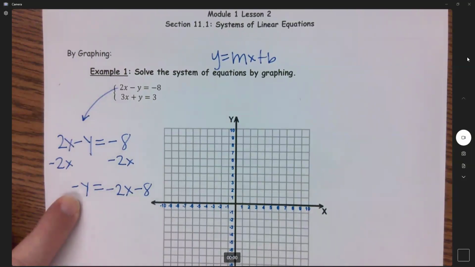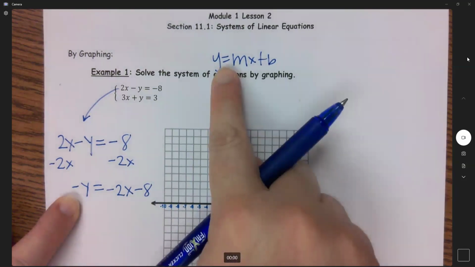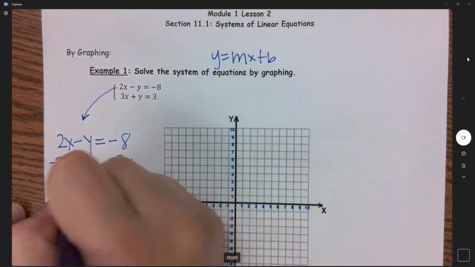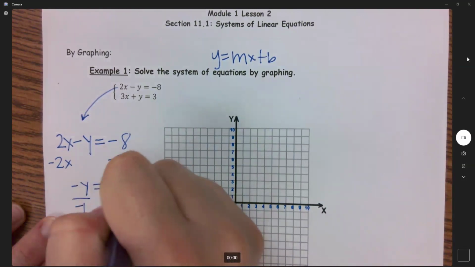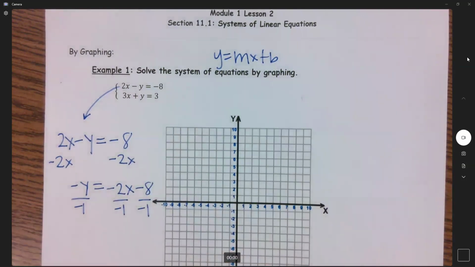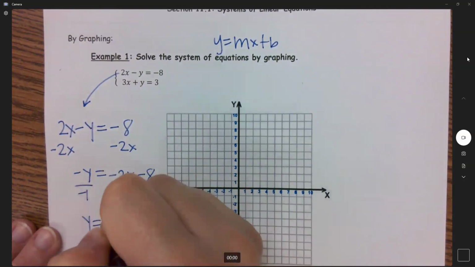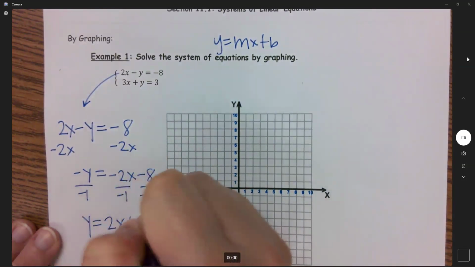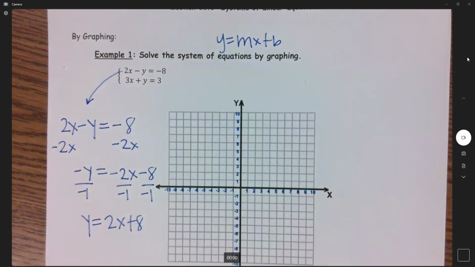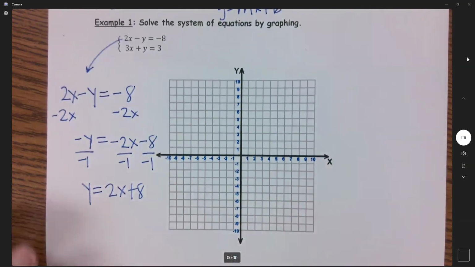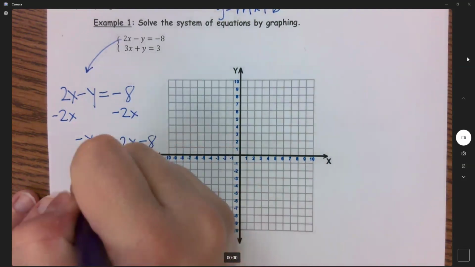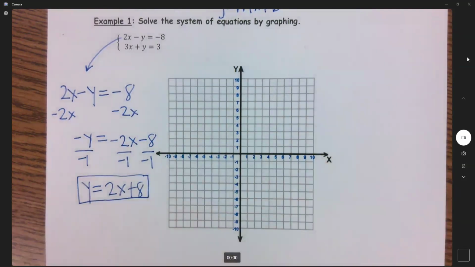So we have almost solved this for y. I've solved this for negative y. I need to solve it for positive y. So we will divide or multiply everything by negative 1. So I get y equals 2x plus 8. All right. So from here, I now can graph this line.